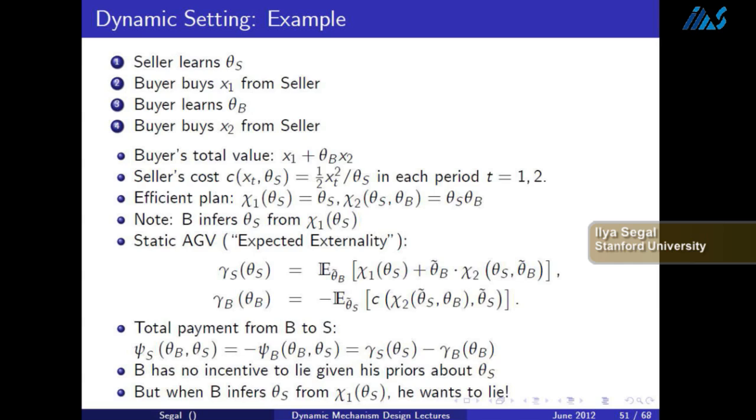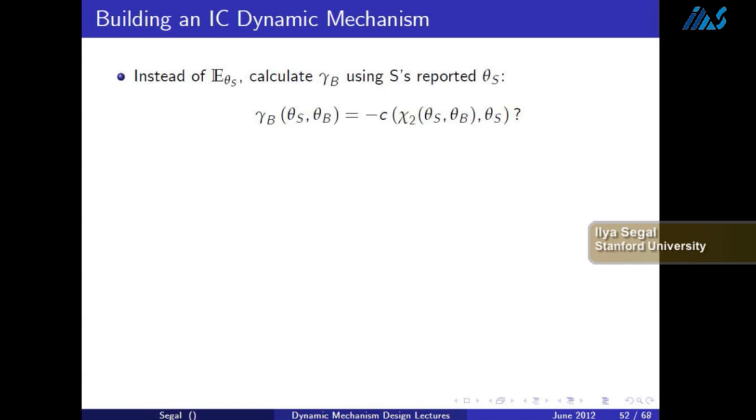Okay, so then you might say, well, let's change the mechanism a bit, because the buyer already observed this information, the seller's cost. So instead of the expected externality, let's give him an incentive payment that equals his true externality on the seller. He already knows what it is. So calculate, using the seller's report, the true externality and charge it to the buyer. So that will fix the buyer's incentives, all right.